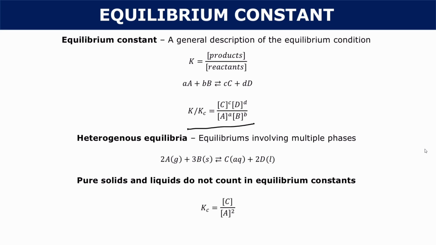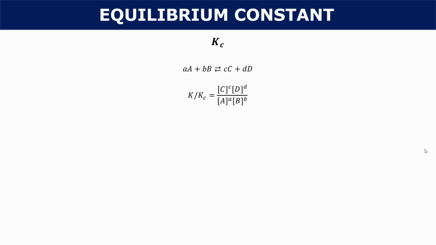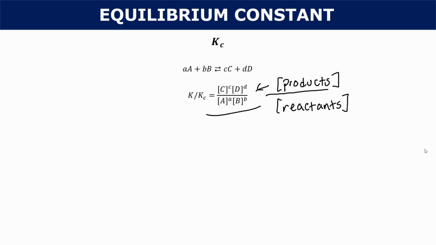So let's take a look at all the equilibrium constants that we're going to use. We're going to have Kc, Kp, Ksp, Kw, Ka and pKa, and then Kb and then pKb. Let's start with Kc, which we've gone over already, but if you have an equation that goes A plus B is in equilibrium with C plus D, this is just going to be your equilibrium constant. And again, these are going to be products over reactants.